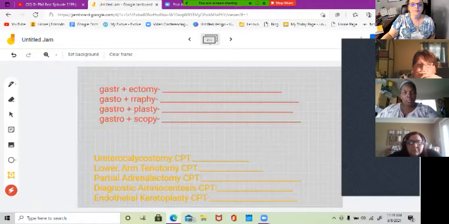Okay, so bad choice of color. I apologize. I won't use this color again. But when I did it, I couldn't go back and change it. Jamboard doesn't allow for that.